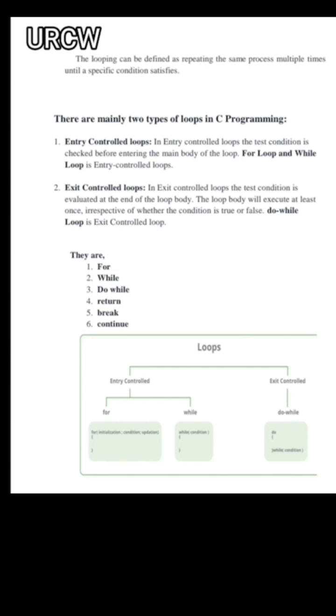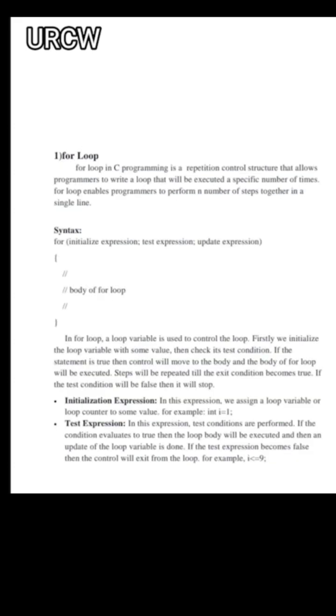Exit controlled loops. In exit controlled loops, the test condition is evaluated at the end of the loop body. The loop body will execute at least once irrespective of whether the condition is true or false. Do while loop is an exit controlled loop. They are for, while, do while, return, break, continue. First, we are going to elaborate on the concepts of for loop.